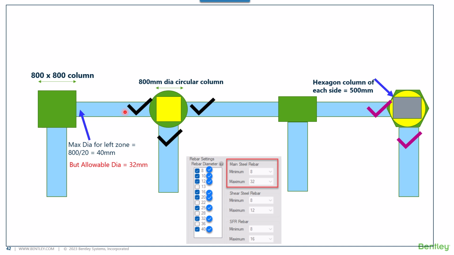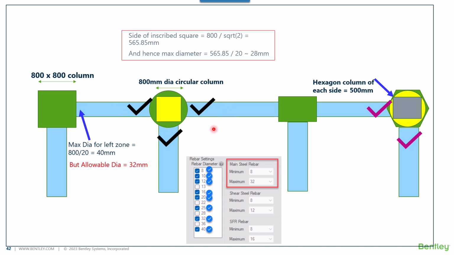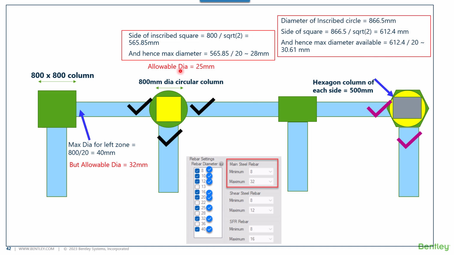Now coming to these beams, that is the right zone of this beam, and the left zone for this particular beam. So what happens is, for the circular column, which is the green colored, the inscribed square will be calculated, and then the dimension of the inscribed square divided by 20 would be set as the maximum diameter which would be allowed. Now in this particular list, we have the diameters between 8 to 32, where 28 is not selected. So a diameter which is 25 mm is selected. So allowable diameter for these three beams would be 25 mm.